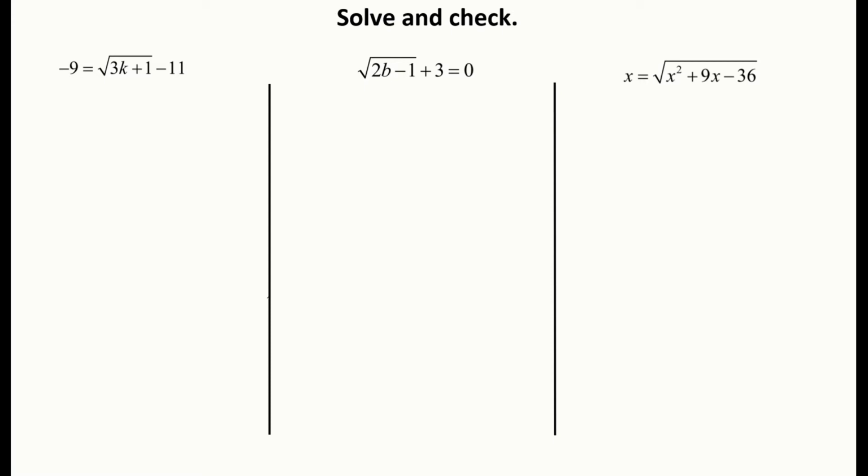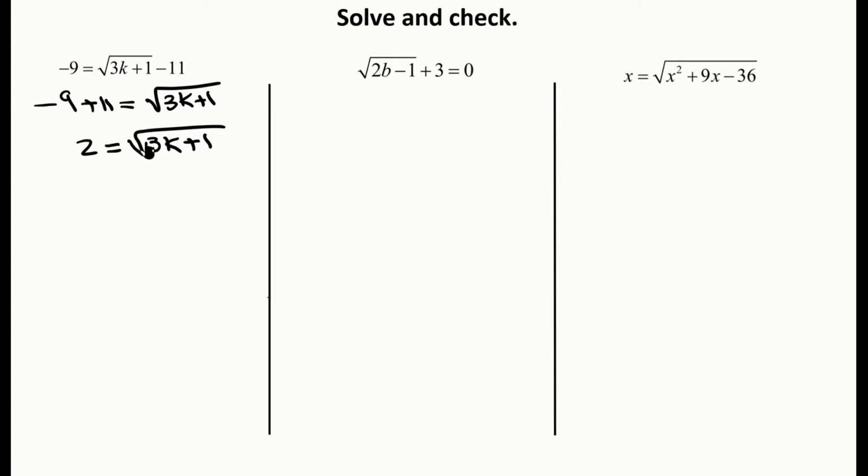All right, welcome back. So here we can see that we need to isolate the square root term. To do so, I'll just go ahead and move the negative 11 to the other side by adding 11 to both sides. So we end up with negative 9 plus 11 equals square root of 3k plus 1. Now we know that negative 9 plus 11 is 2, so we get 2 is equal to square root of 3k plus 1.